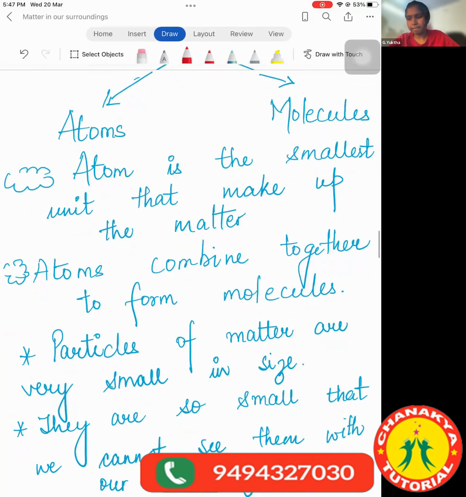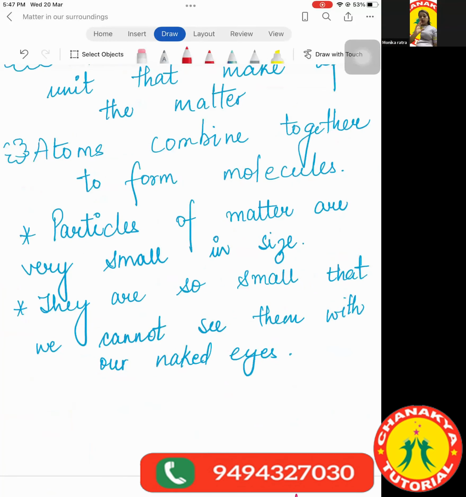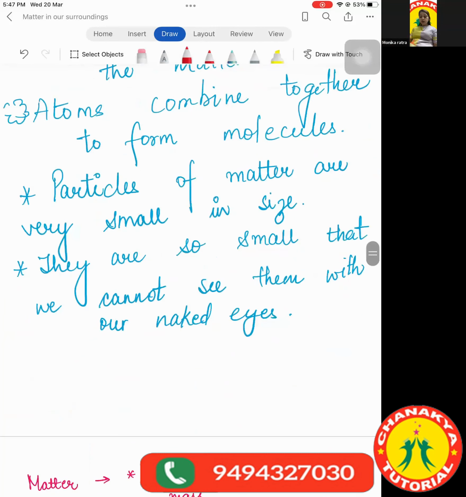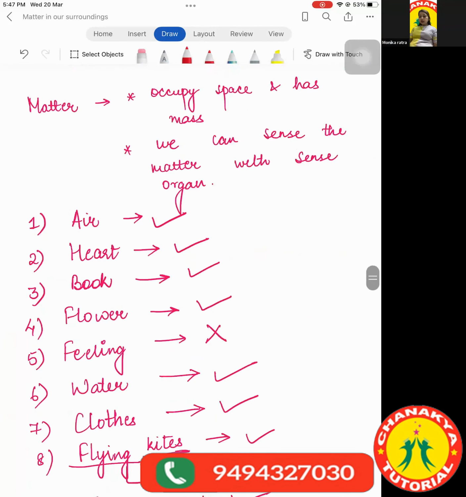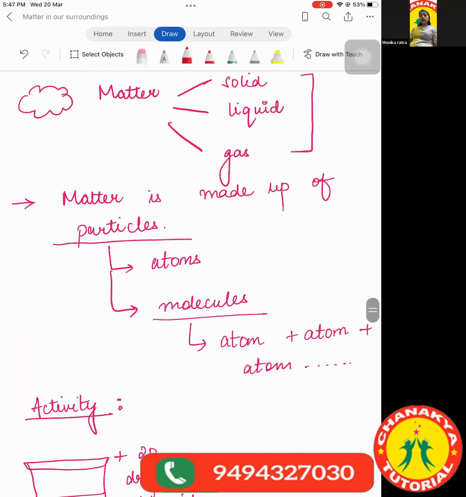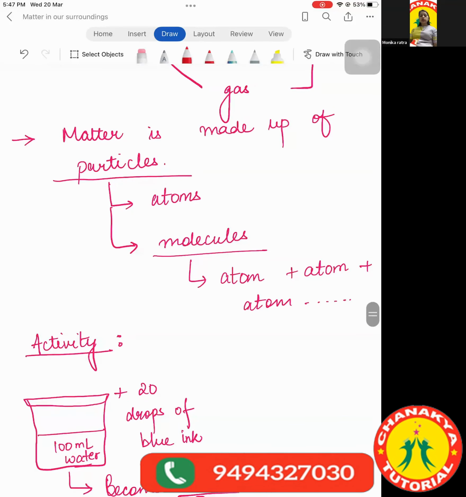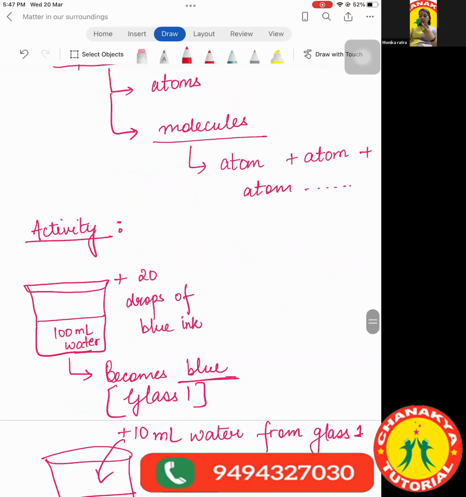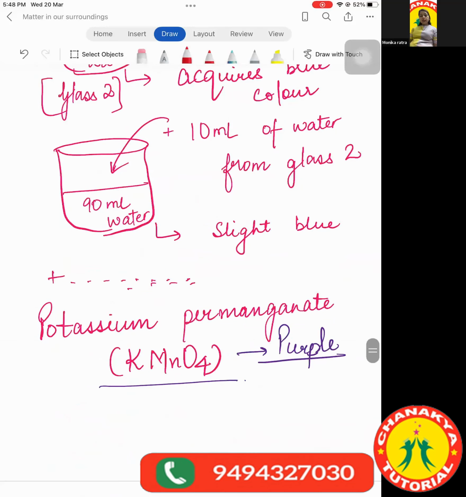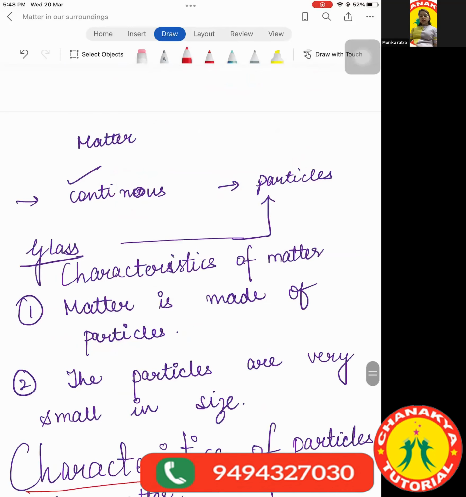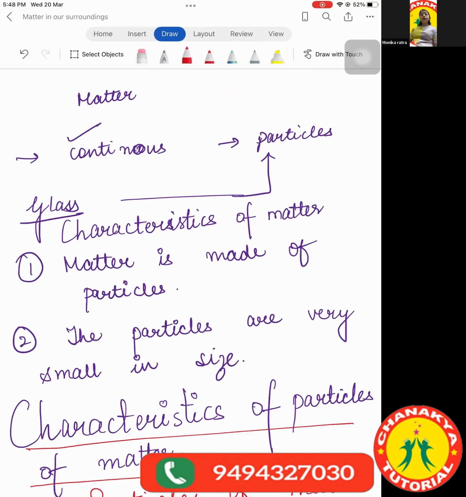Okay. So, children, these particles which we are talking about, the atoms and the molecules, are very, very small in size. Then I explained how we can say that matter is made up of very tiny particles. So we have made two characteristics of matter. The first characteristic is that matter is made up of particles, and the second characteristic is that the particles of matter are very, very small in size. This is the characteristic of matter, right?